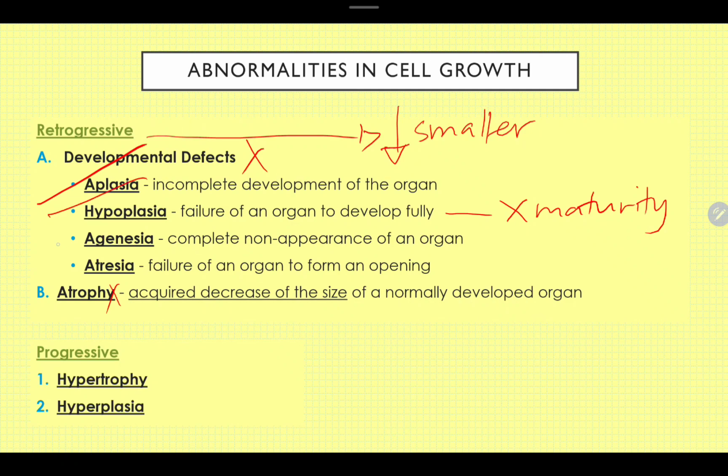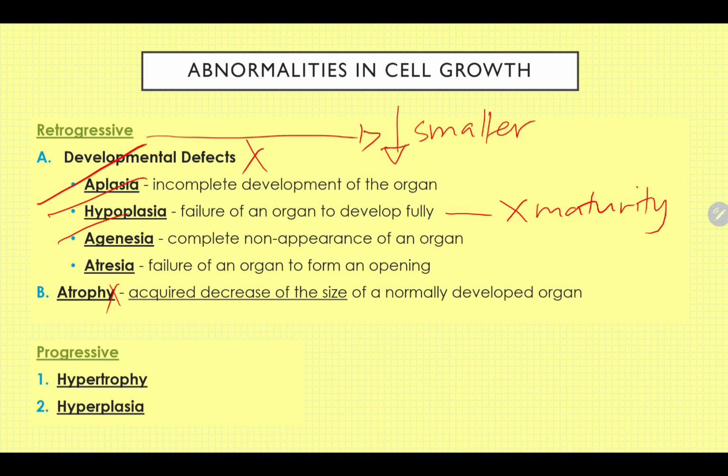When you talk about agenesia, however you pronounce it, it refers to the complete non-appearance of an organ. The organ is not there. The most common type of agenesia is renal agenesia, to which we have one pair of kidneys, the left and the right. Sometimes, some individuals tend to develop only one kidney. The other kidney is completely absent, and that is a form of agenesia, the complete non-appearance of an organ.